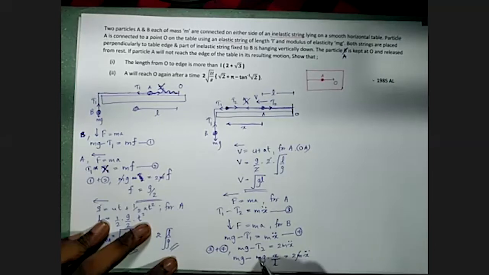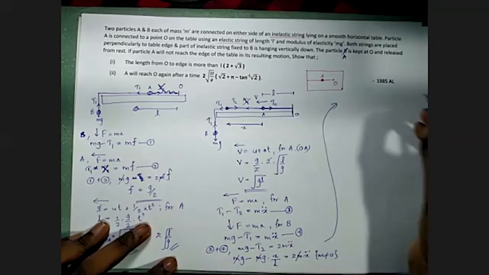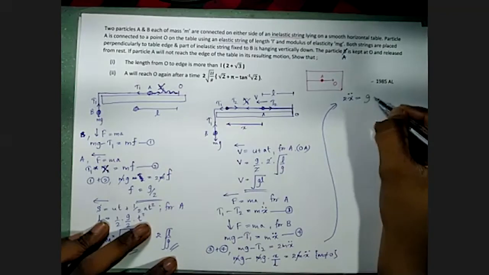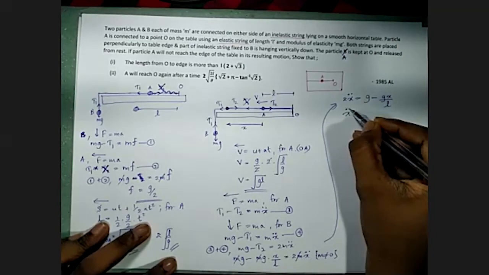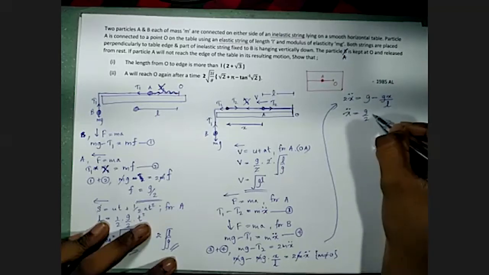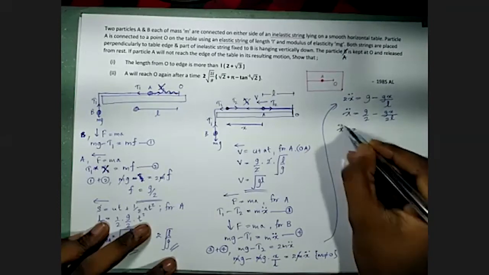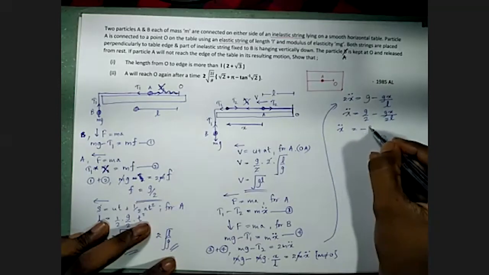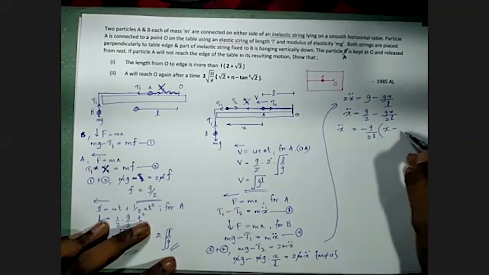We can cancel m in all the terms, since m is not equal to 0. Now I have 2x double dot equals g minus gx over L. Divide both sides by 2, then you have g over 2 minus gx over 2L. In order to find the characteristic equation, you have to consider the negative term first and take g over 2L out. Then you have x minus L.